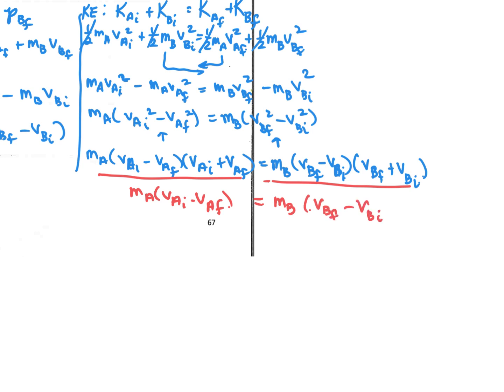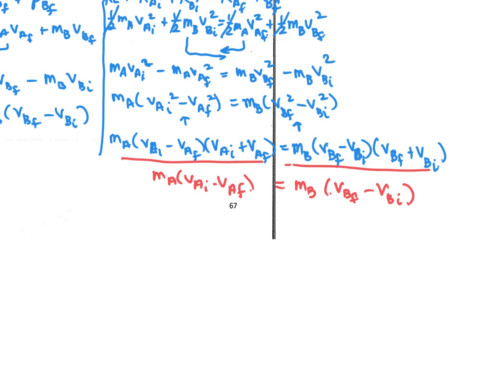And now look what happens. This goes, that goes, this goes, and that goes. So what is left? V sub A initial plus V sub A final equals V sub B final plus V sub B initial.